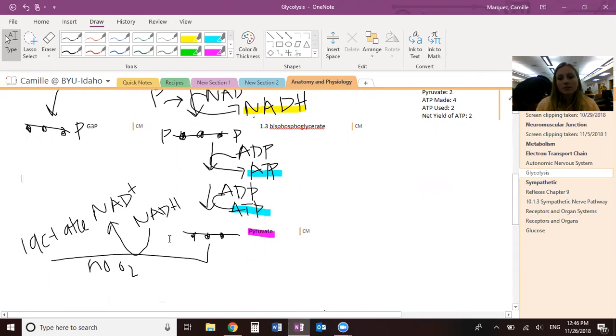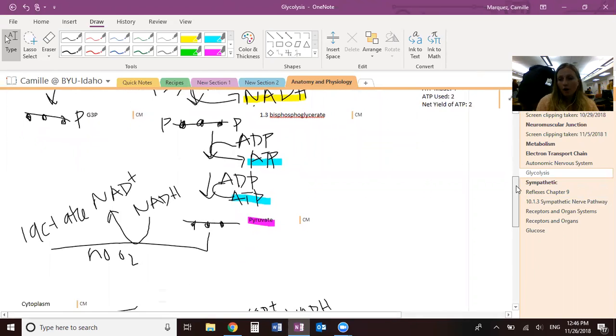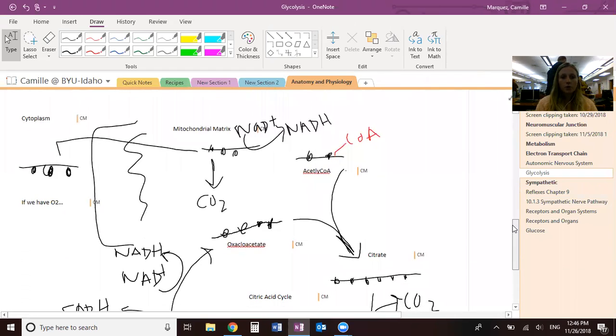So that's if we don't have oxygen. If we do have oxygen, we are going to go to the citric acid cycle. So glycolysis happened in the cytoplasm. The citric acid cycle is going to happen in the matrix of mitochondria. So if we have oxygen, we're going to take that 3 carbon molecule called pyruvate, and we're going to move it right into the mitochondrial matrix.